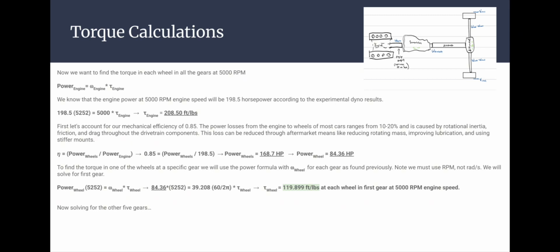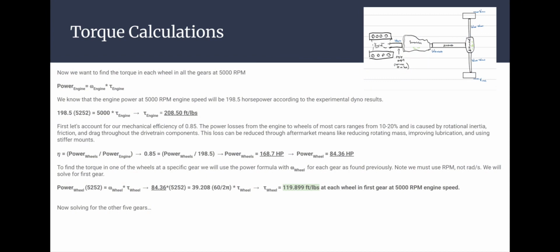And to find the torque in one of the wheels at a specific gear, we're going to use our power formula with our angular velocity for each wheel that was found before in the vehicle speed calculations. It's going to be our input. And also note that we must use RPM and not radians per second because of the way we set up this equation. So power in the wheel times 5,252 equals angular velocity of the wheel times the torque of the wheel. Since we're finding the torque, if you plug in the angular velocity for the wheel in first gear, as we found before, you get a torque value of 119.899 foot-pounds at each wheel in first gear at 5,000 RPM engine speed.